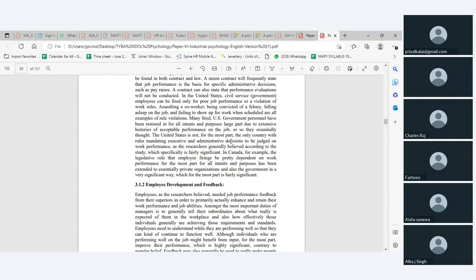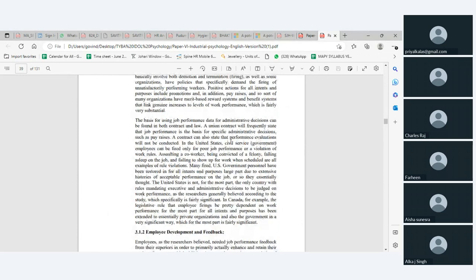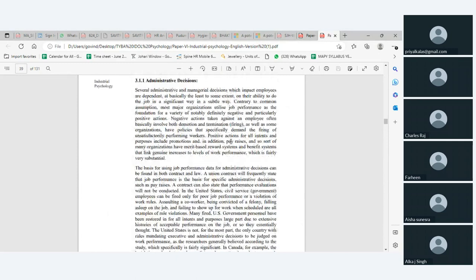So to summarize, in administrative decisions there will be positive decisions and negative decisions. Positive decisions are about their increment, not only increment but their job promotion. This is about the developmental plan for them. So these are all the positive actions.